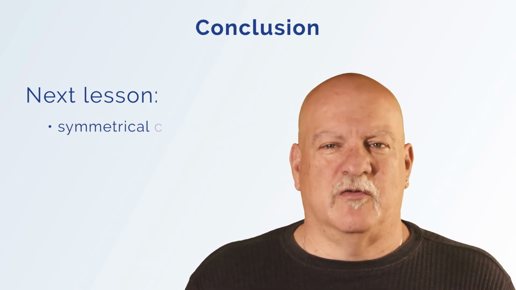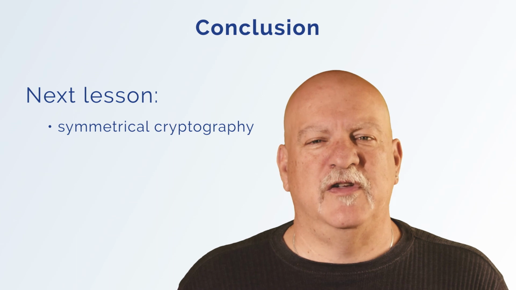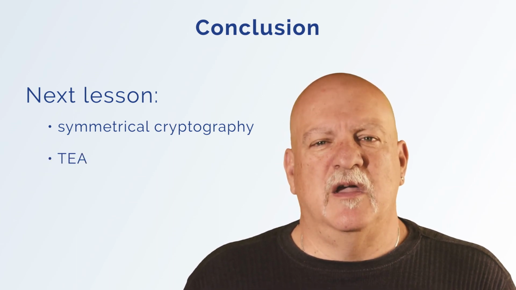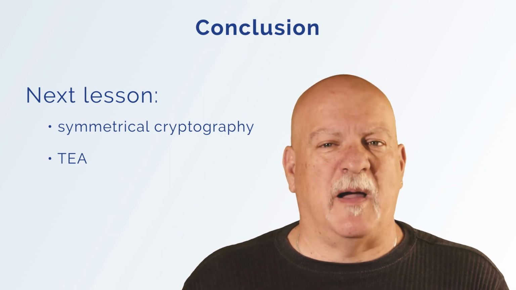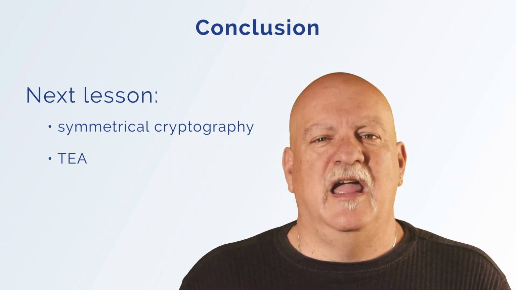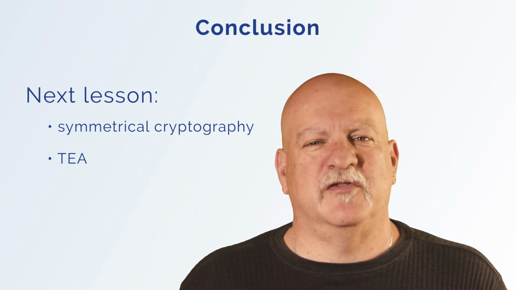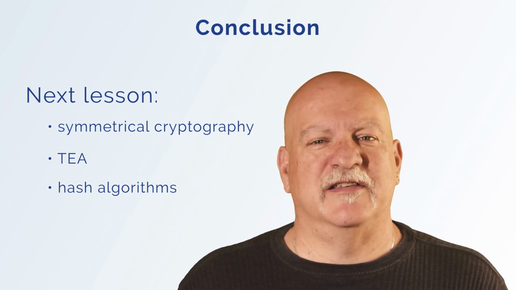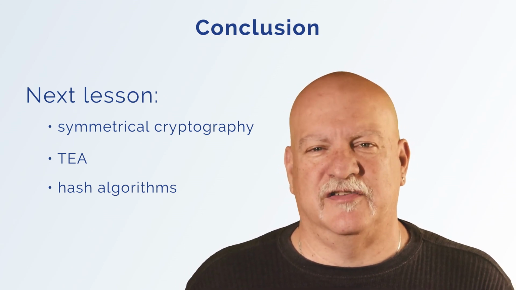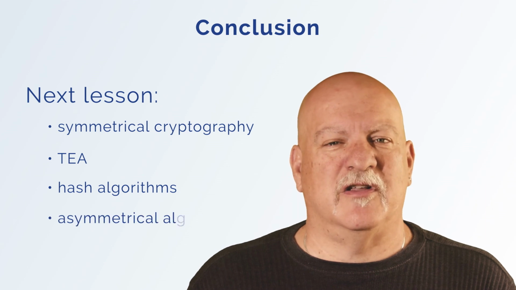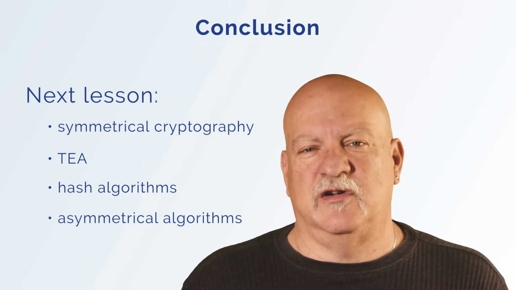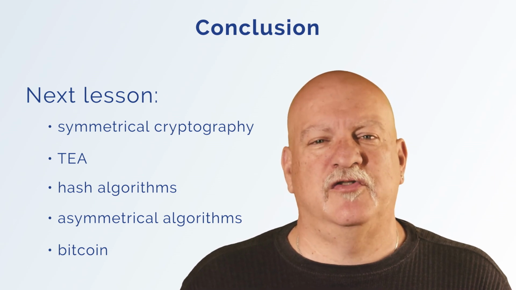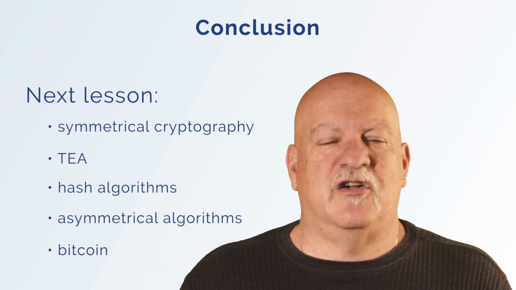We'll cover symmetrical cryptography as defined by Horst Feistel and take a look at TEA, the Tiny Encryption Algorithm, which is an implementation that corresponds to the Feistel design, and we'll be able to understand those principles in action. We'll look further at hash algorithms and how they are emerging as the key ingredient in blockchains. We'll look at asymmetrical algorithms, and then finally, we'll take a look at Bitcoin and the application that we now know is revolutionizing how we think of banking and currency.